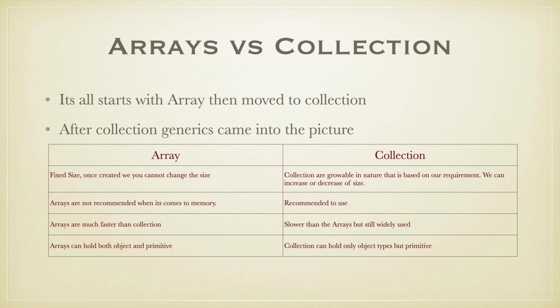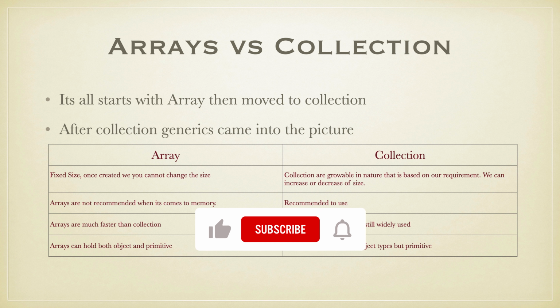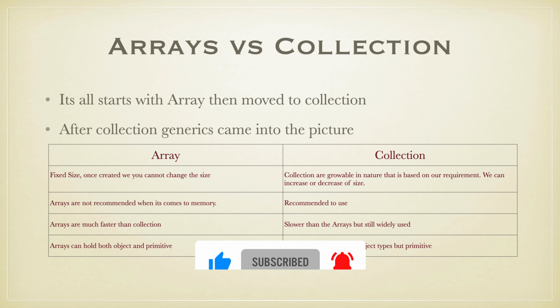An array is of fixed size. Once it is created, you cannot modify the size. We all know the syntax to create an array: int array equals new int array, and you need to provide the size of it. Once you provide the size, the array cannot be extended more than that. But collections give us the freedom to increase the collection size based on the data which is required and the data we are processing. So when it comes to size, array is static and collection is dynamic.